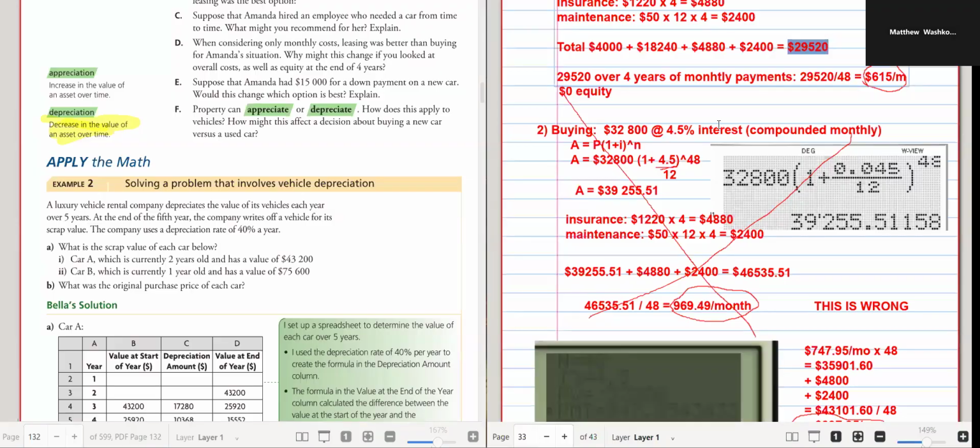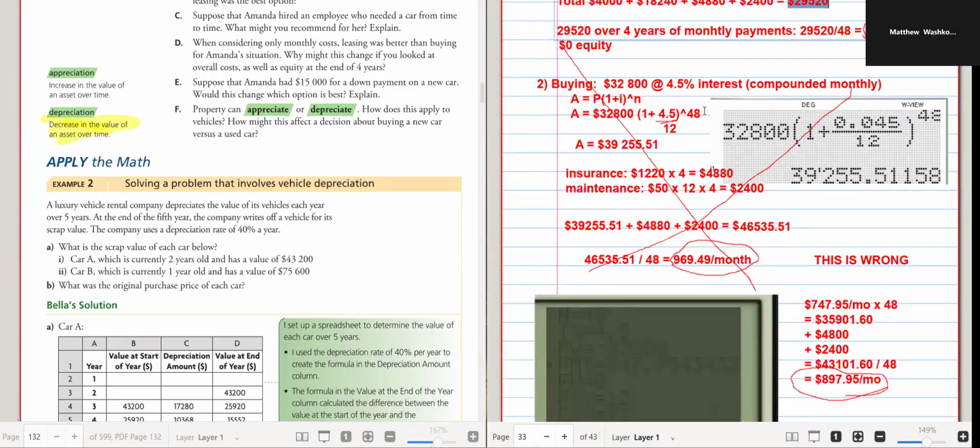When you buy, now you may have done this A equals P(1 plus i)^n thing, which is a good way to calculate the investment amount. But you have to remember, she's doing a car. She's doing monthly payments. She's slowly chipping away at that principal.